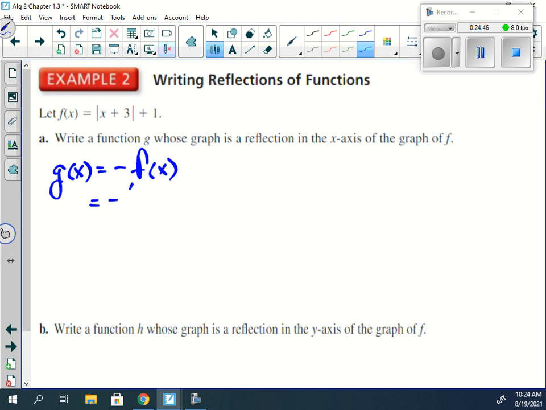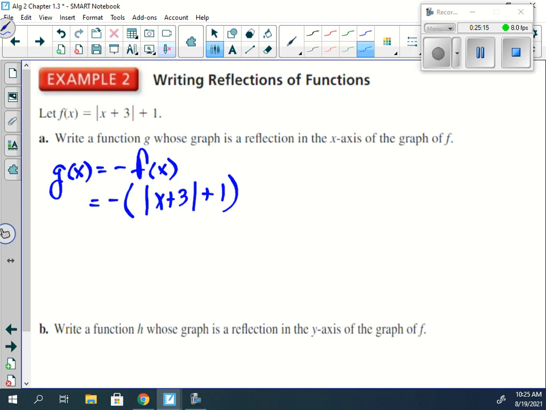Negative, parentheses. Well, f of x is this whole thing here, yes? The absolute value of x plus 3 plus 1. Absolute value x plus 3 plus 1. And again, I always put parentheses whenever I'm plugging something into the function or replacing something, just in case a case like this comes up.